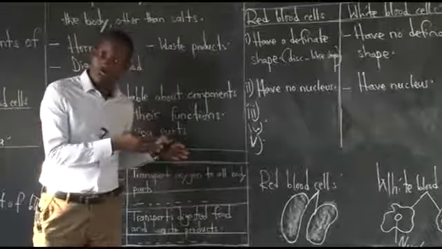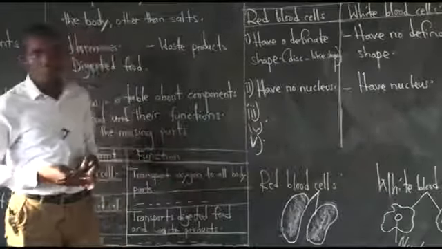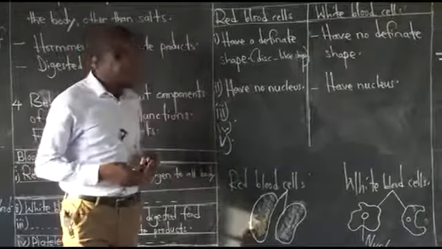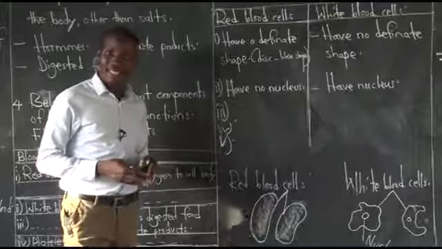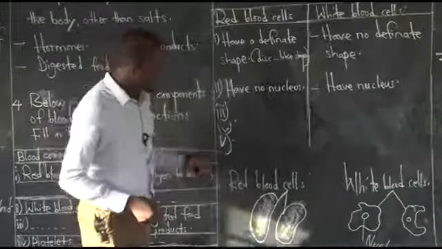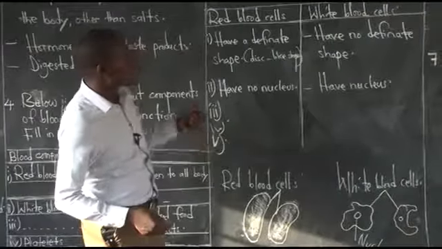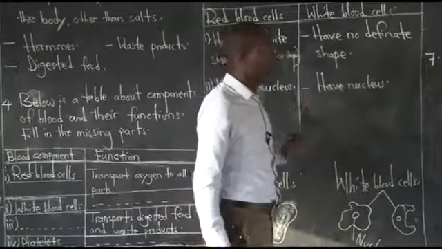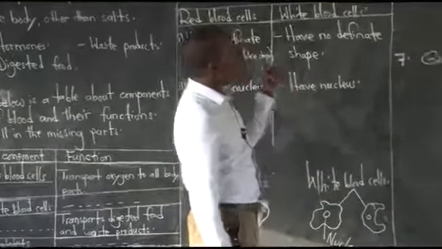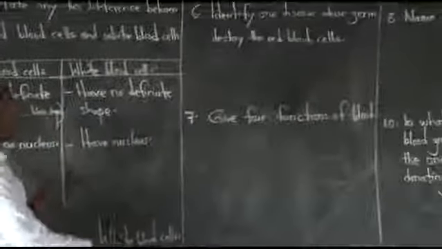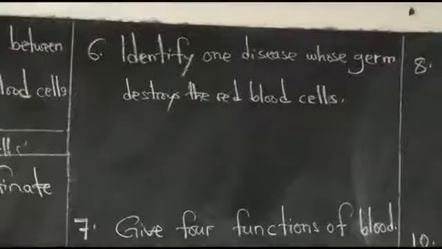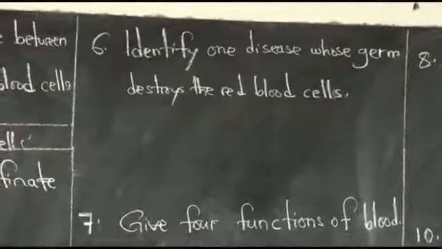So you can say red blood cells carry oxygen while white blood cells fight against disease germs. So this will push us to the next number, which is number 6, where we are asked to identify one disease whose germ destroys the red blood cells. So check on this.